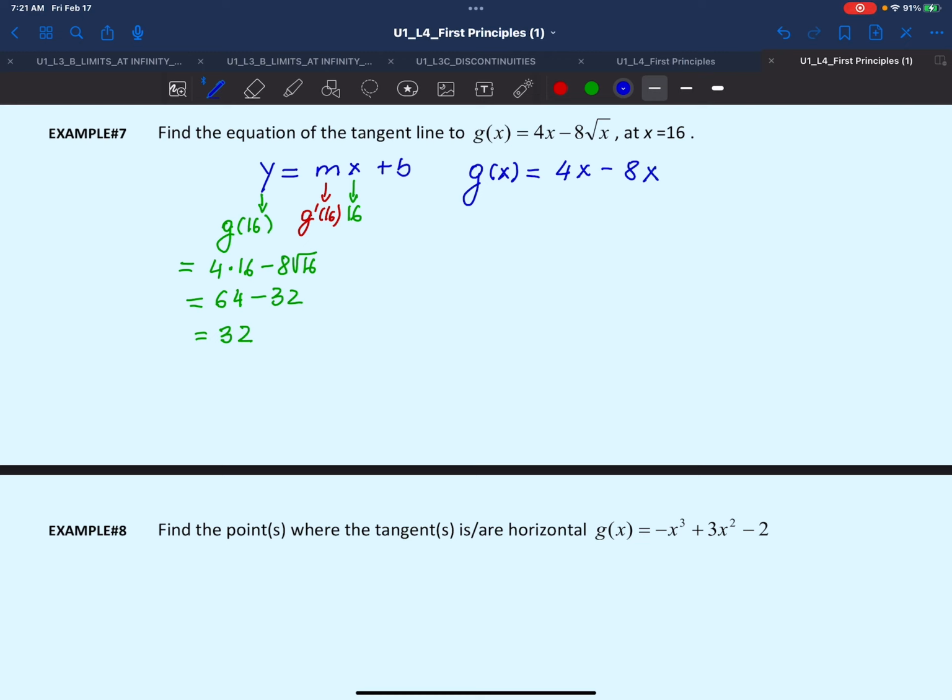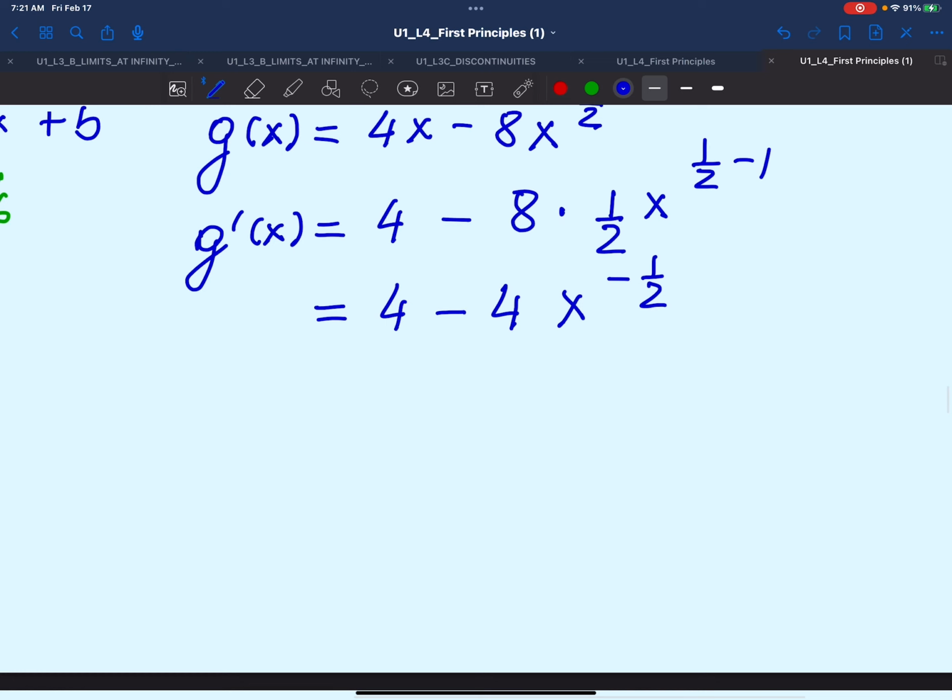So that would be 8x to the power of 1/2, which means that g'(x) would be equal to the derivative of 4x, which is 4, and the derivative of 8x to the power of 1/2, we have 8 in here. 1/2 will become a coefficient, x to the power of 1/2 minus 1. So that will make it 4 minus. 8 and 2 will simplify to a 4. x to the power of 1/2 minus 1 is negative 1/2.